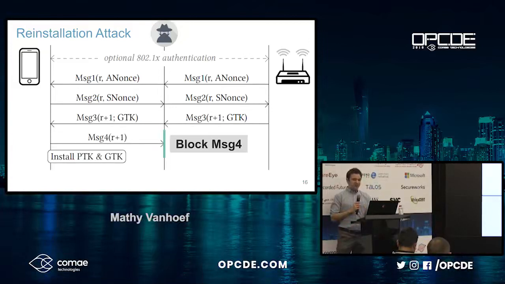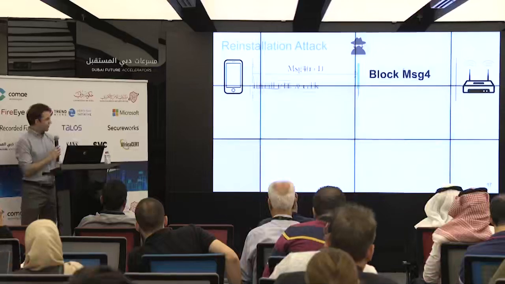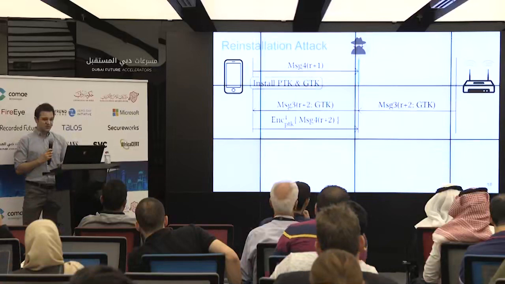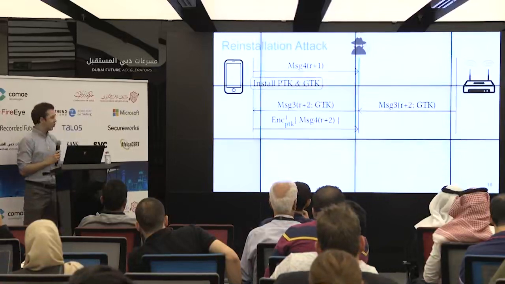However, we block the message from arriving at the access point, so the access point thinks that the handshake hasn't completed yet. In particular, it will think either message 3 or message 4 got lost somehow, and it will try to recover from that situation. So let's make some space here. The way it recovers from that situation is it will retransmit a new message 3 towards the client.